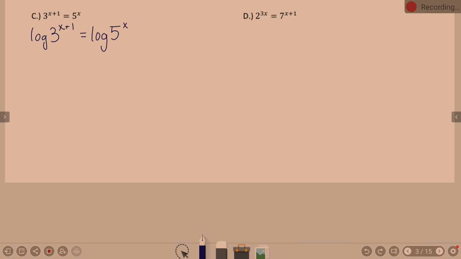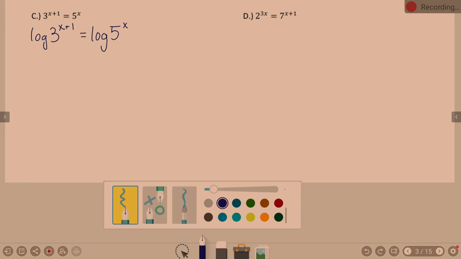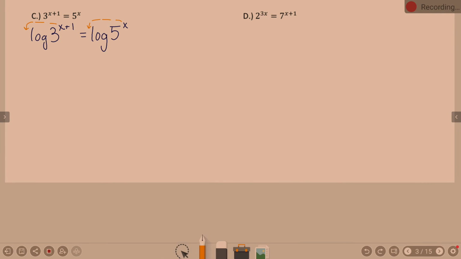Okay, what's the next step? Okay, is that what those figures were moving, Stetson? Okay, power property says take those powers and write them out front. Now with that power of x plus 1, you should put it in parentheses, okay? So x plus 1 times log of 3 is equal to x times log of 5.